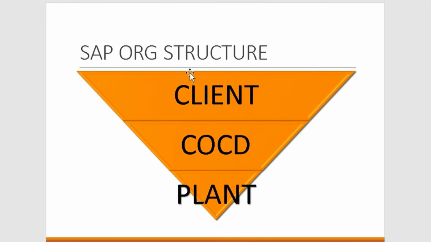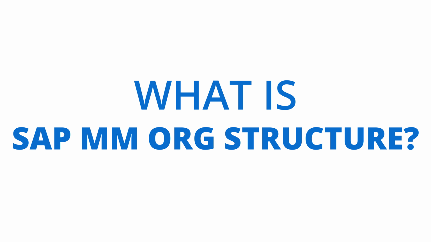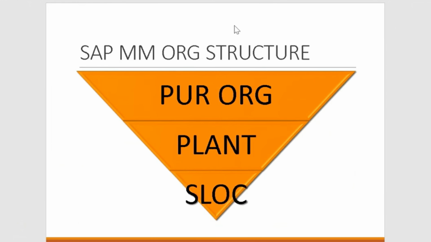Now let's say if anyone is asking you what is a SAP MM organization structure. For the SAP MM organization structure, this will be the hierarchy, or the key components. It will start with a purchasing organization. Purchasing organization is the top MM organization structure. Then it will come to the plant. Then it will come to the storage location. So here you can also understand it this way.